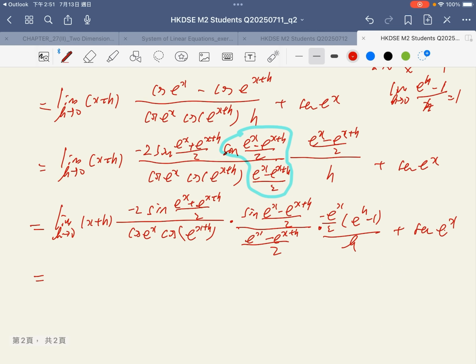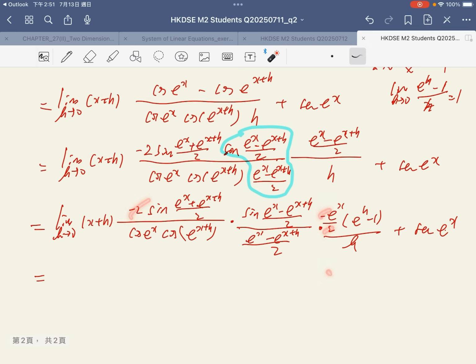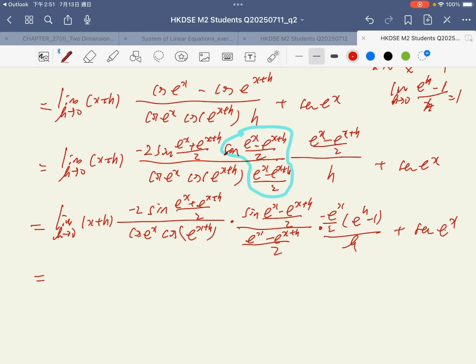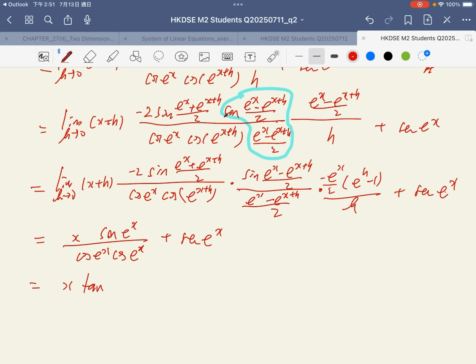Finally, I got the answer. Cancel these two, and this equal to 1, this equal to 1. Only these terms are here. Therefore, the final answer, take limit, is x sine e^x over cosine e^x, cosine, take limit h equal to 0. Then it means there is x cosine e^x plus secant e to the power x. Finally, we got our answer: x times tangent x times secant e^x plus secant e^x.